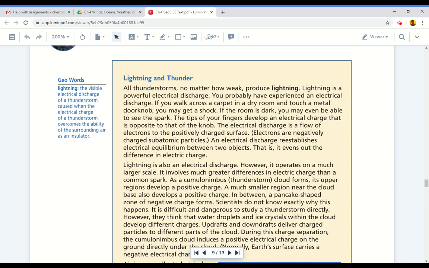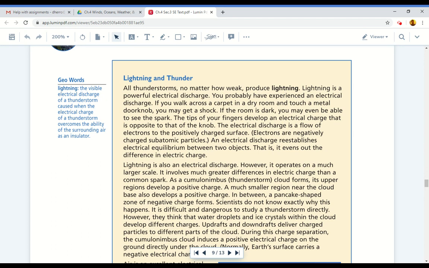Lightning and thunder. All thunderstorms, no matter how weak, produce lightning. Lightning is a powerful electrical discharge. You probably have experienced an electrical discharge. If you walk across a carpet in a dry room and touch a metal doorknob, you may get a shock. If the room is dark, you may even be able to see the spark.